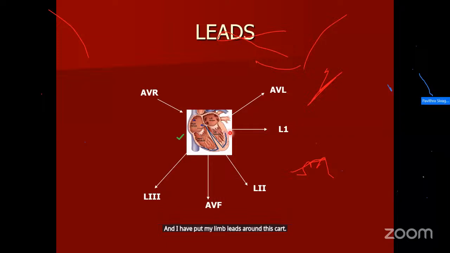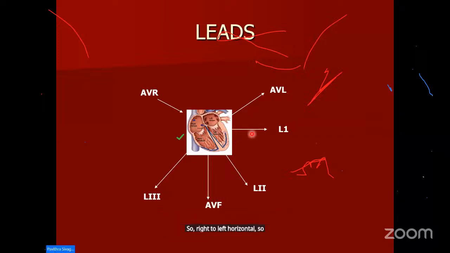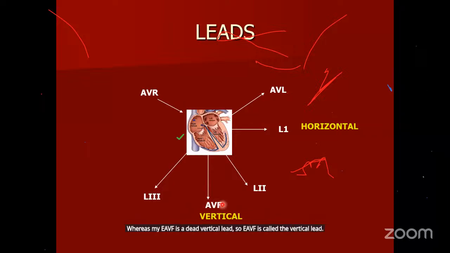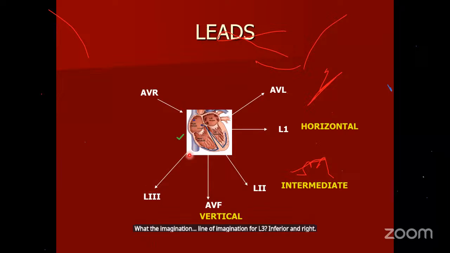So L1 is right to left, horizontal. That's why L1 is called the horizontal lead. Whereas AVF is a dead vertical lead, so AVF is called the vertical lead. L2 is in between L1 horizontal and AVF vertical, so it is called the intermediate lead. What is the line of imagination for L3? Inferior and right. So that's why L3 is called the right-sided lead.